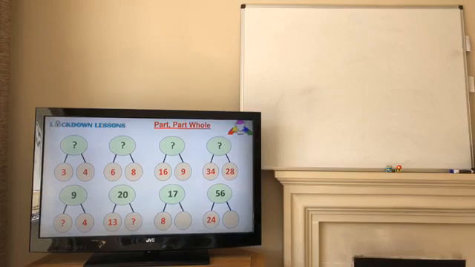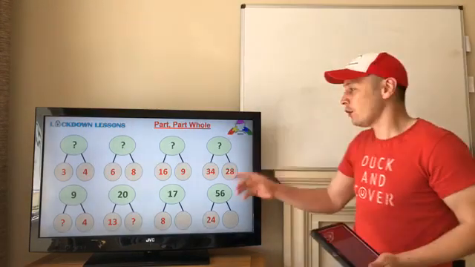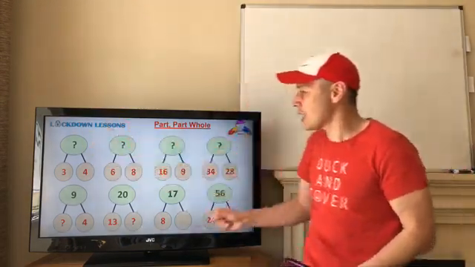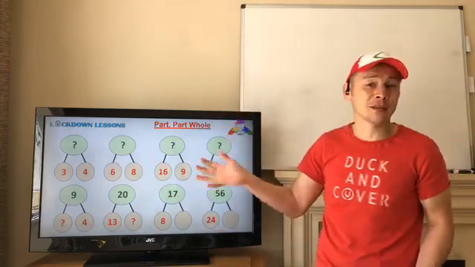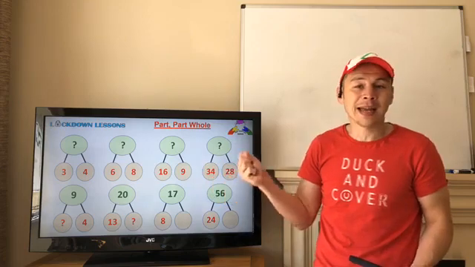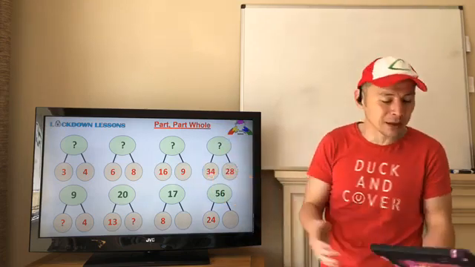So we're filling in these part whole diagrams here. We are trying to find out the missing part. We're going to be doing some addition and subtraction. This is the basics of what addition and subtraction is. They're opposites. They work together with each other as well.